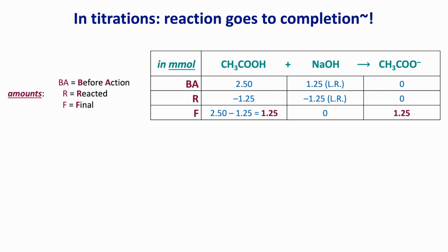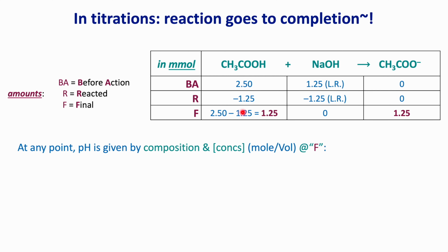At the end of the day, what I need to worry about is the composition and also the concentration of those species in this final row in my BARF table. Look at the composition. I have a weak acid and its conjugate base. So that should ring the bell immediately for a buffer. And because the concentrations are the same, in this case for the 2 species, the Henderson-Hasselbalch equation should be a good approximation to use.